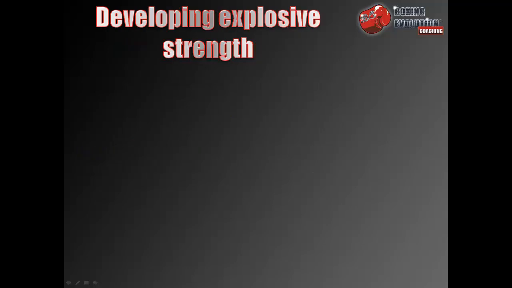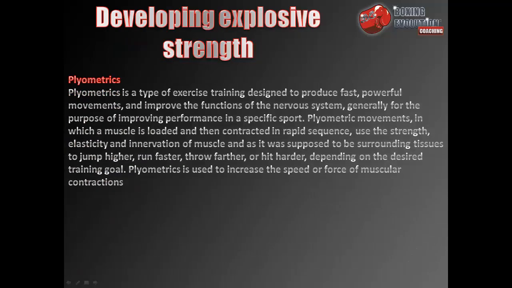Developing explosive strength. Plyometrics. Plyometrics is a type of exercise training designed to produce fast, powerful movements and improve the functions of the nervous system, generally for the purpose of improving performance in a specific sport. Plyometric movements, in which a muscle is loaded and then contracted in rapid sequence, use the strength, elasticity and innervation of muscle and surrounding tissues to jump higher, run faster, throw further or hit harder depending on the desired training goal. Plyometrics is used to increase the speed of force or muscular contractions.